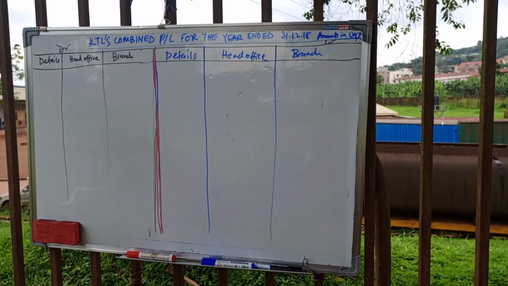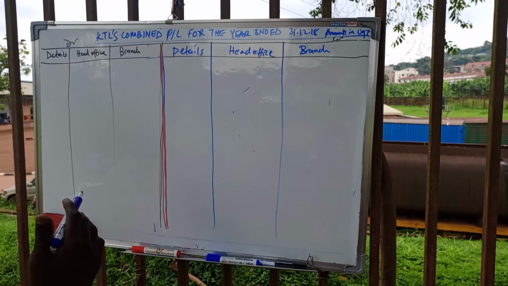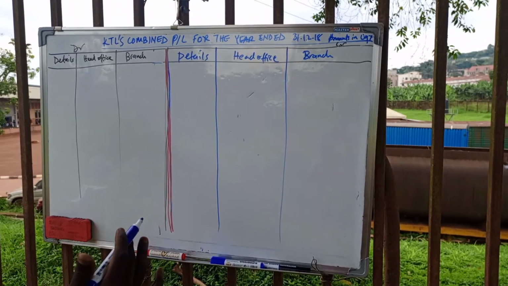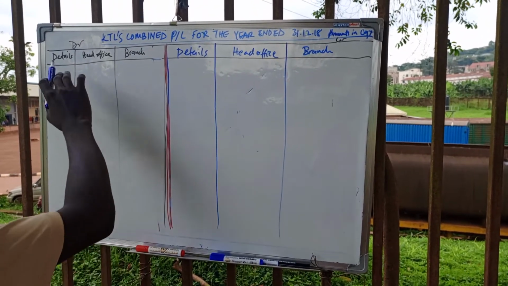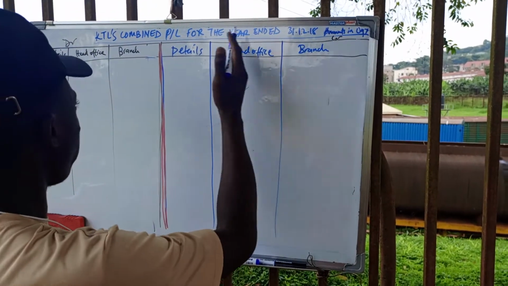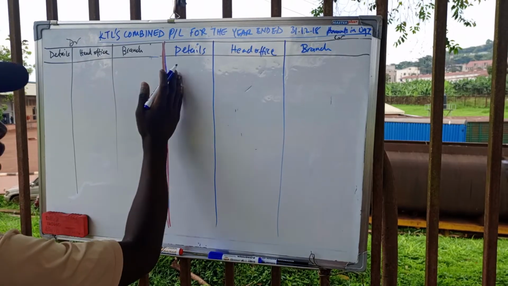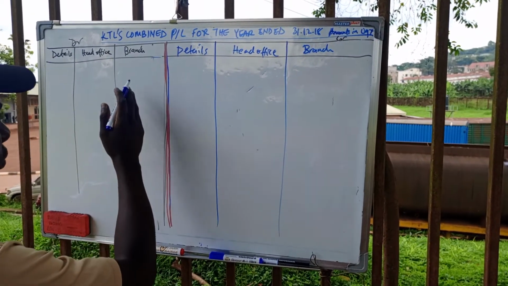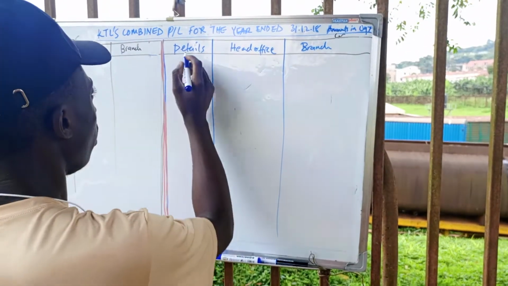So now we have started. We are preparing the combined statement of profit or loss for both the head office and the branch. You prepare it in the form of a T account. So this is the T account having the debit side this side and the credit side this side, for both the branch and the head office. So we are going to start.